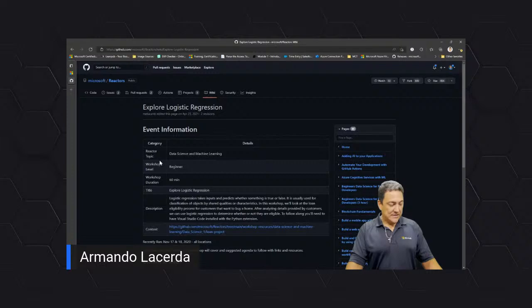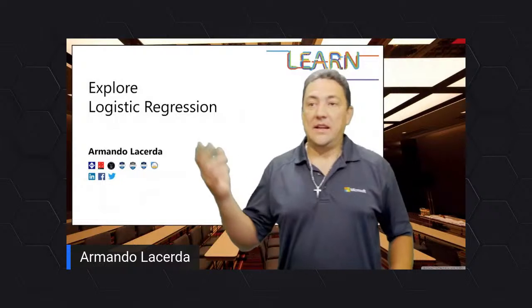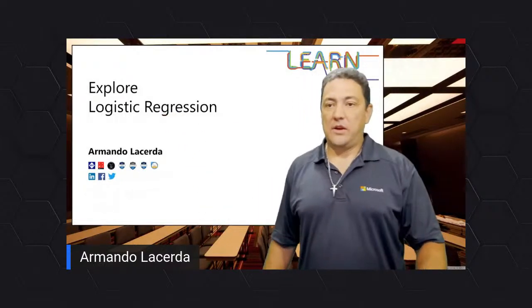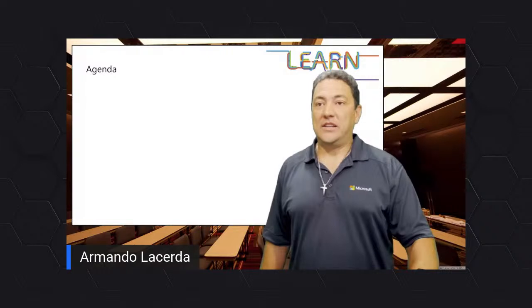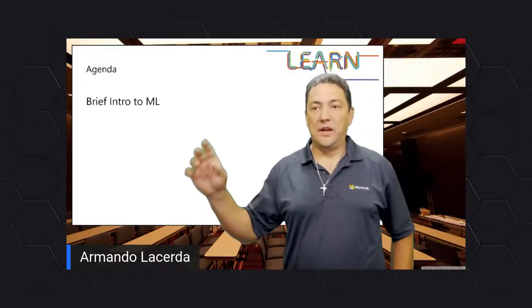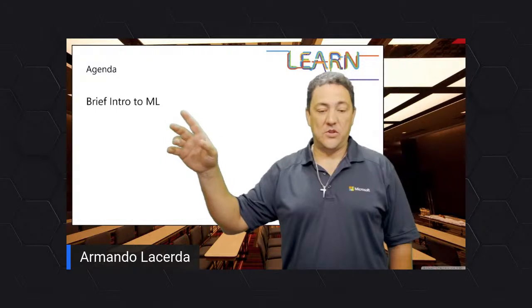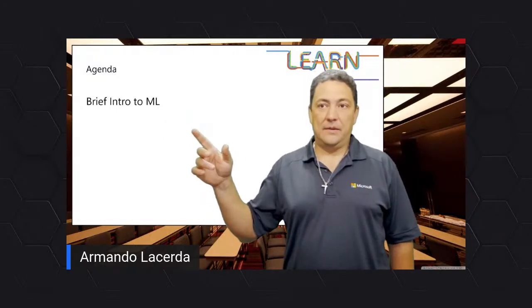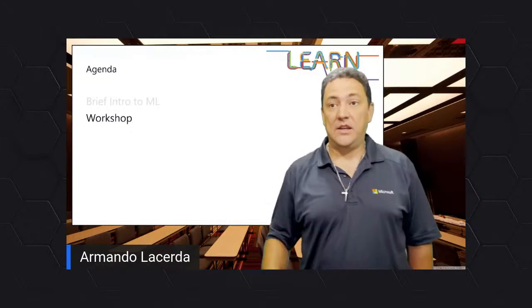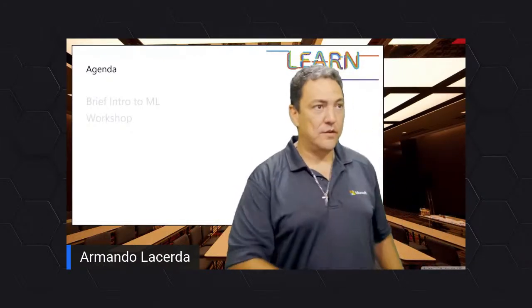So that is that. Let me go back to my slide deck just to wrap up these introductions. The bottom line is we're going to do this logistic regression from that workshop on GitHub. And our agenda is super simple, right? I have one slide with a brief intro on machine learning. Then we're going to get into the workshop and see how the workshop works. Okay, so let's go for it.